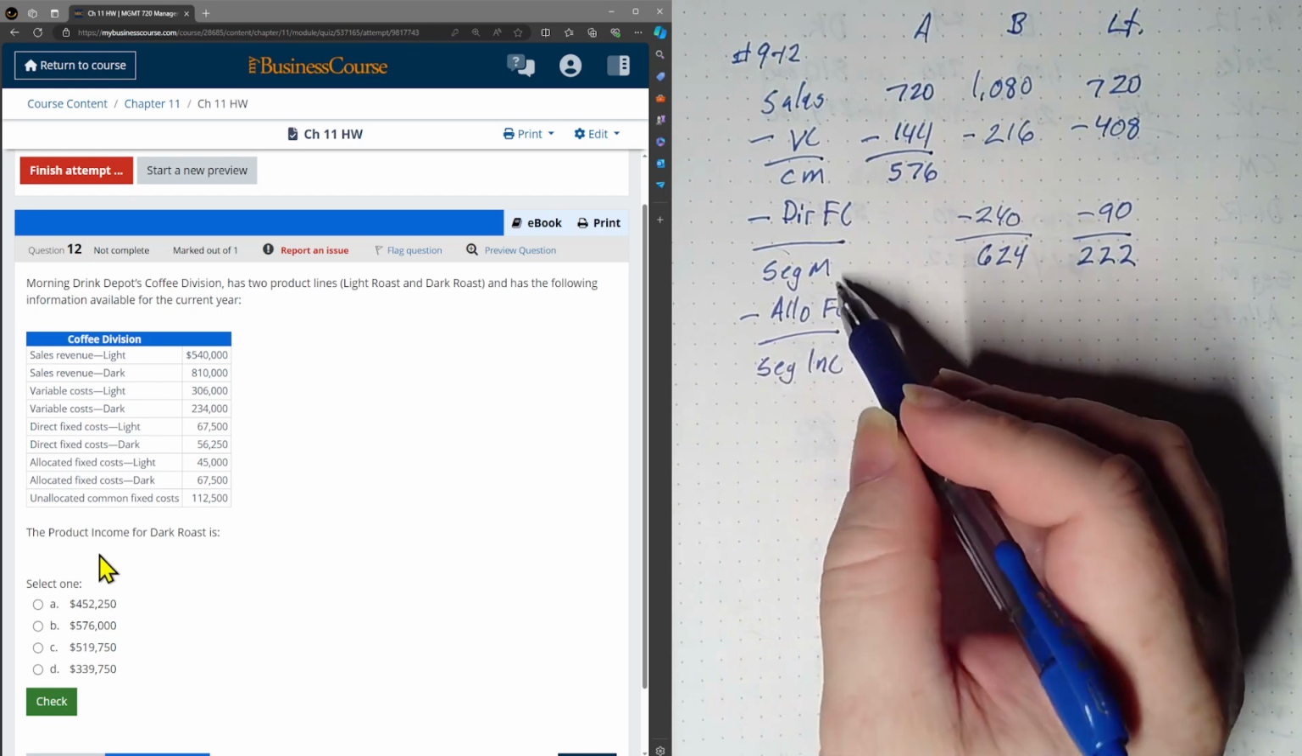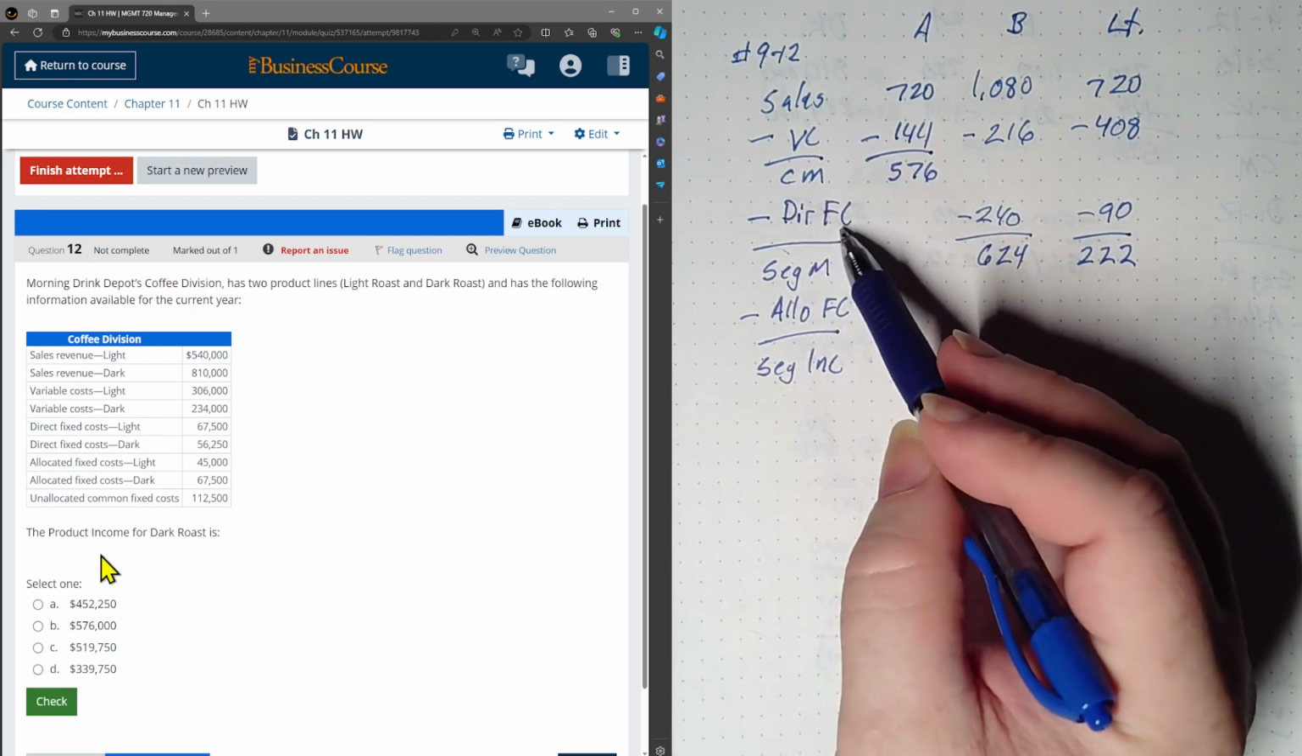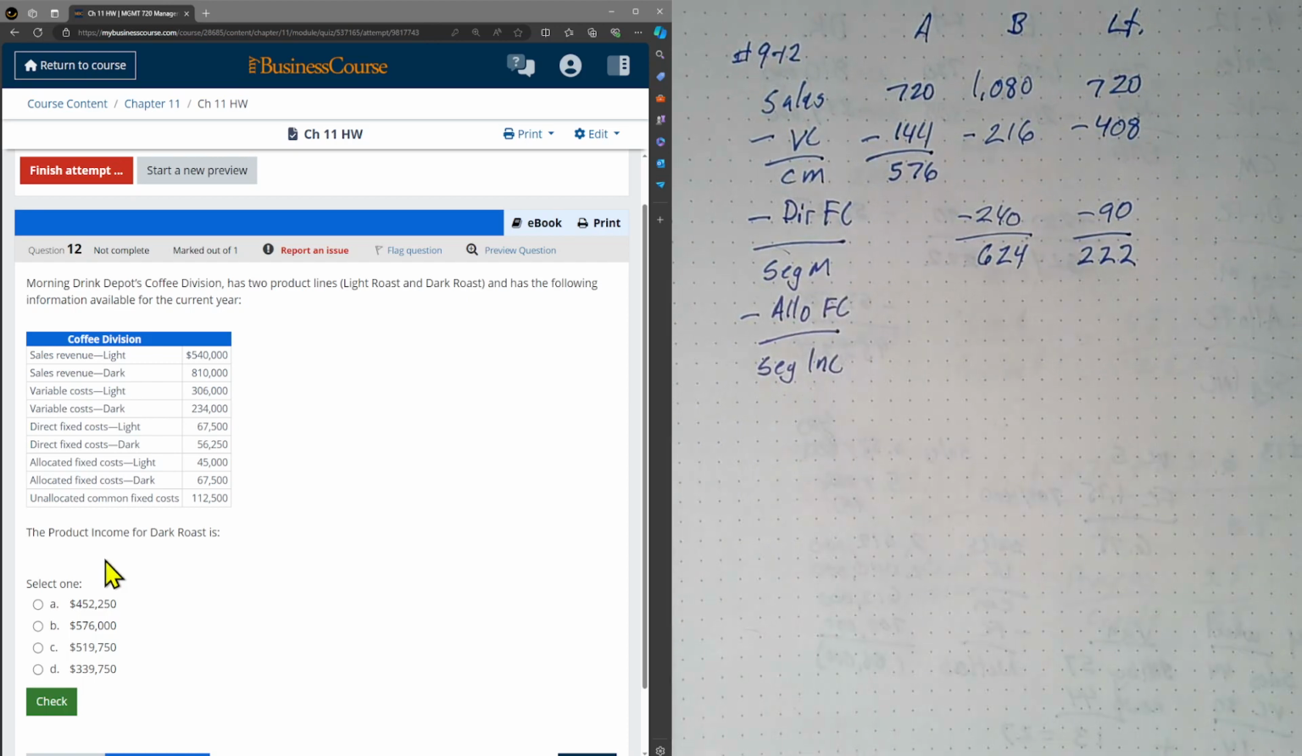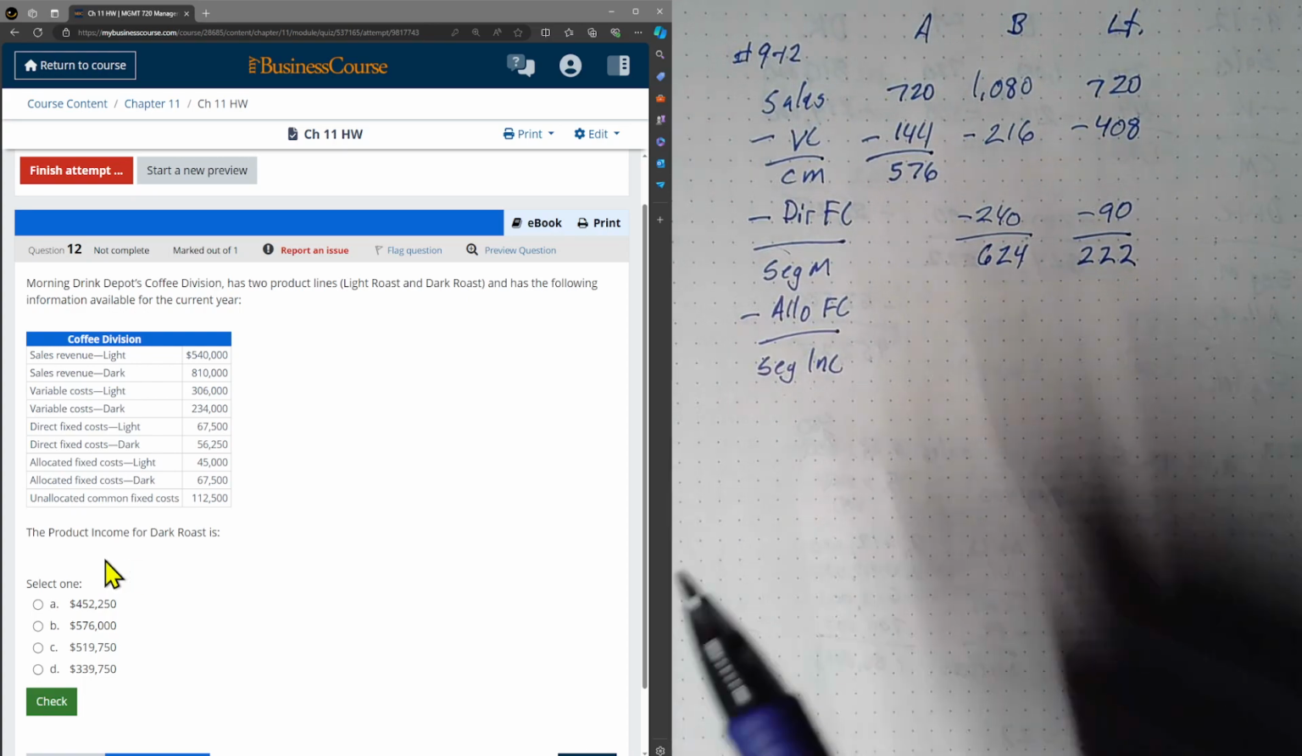So the segment income is not only taking the direct fixed cost for that segment, but taking the allocated. And as we talked about, the allocated fixed costs are by upper management. They have additional manufacturing costs that they're not exactly sure, or they can't trace directly to the segments. So they have some manner of allocating it. Sometimes it could be fair, sometimes not.